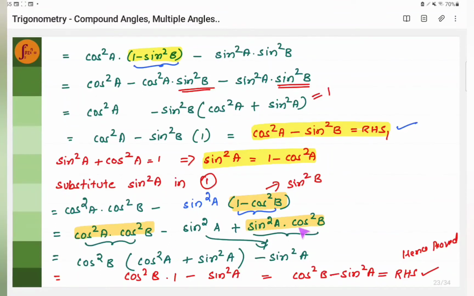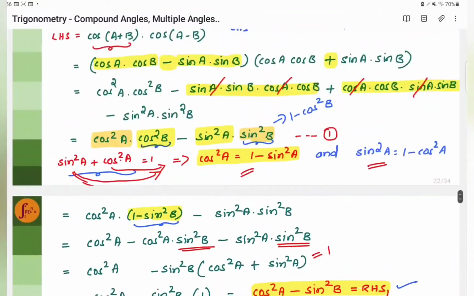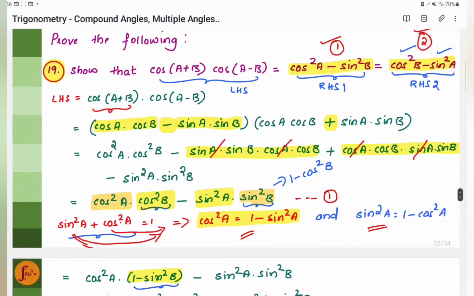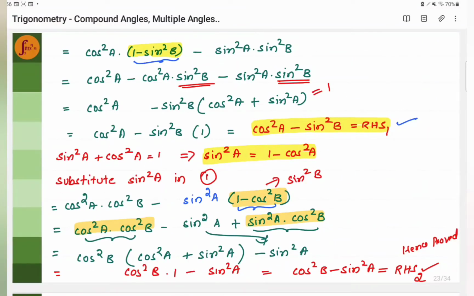What is the common factor? Cos square B. So you take cos square B outside, and then you'll get cos square A plus sin square A, which will become 1. So 1 into cos square B minus sin square A. So we have got the expression. This is RHS 2: cos square B minus sin square A. Hence we have proved both the statements, right? RHS 1 and RHS 2.